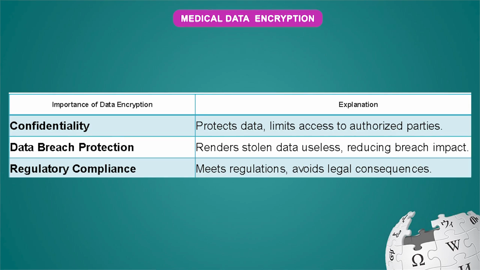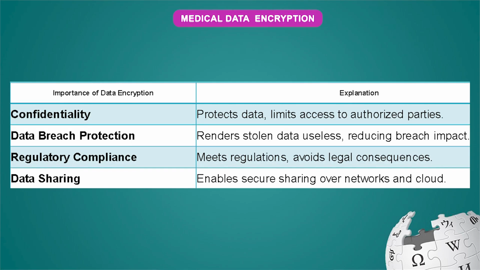Regulatory compliance. Many industries such as healthcare with HIPAA and finance with PCI DSS have strict regulations that mandate the protection of sensitive data through encryption. Implementing encryption helps organizations meet these compliance requirements and avoid legal consequences. Data sharing. Encryption enables secure data sharing between parties including business partners and customers. Encrypted data can be shared over networks or stored in the cloud with reduced risk of interception or exposure.